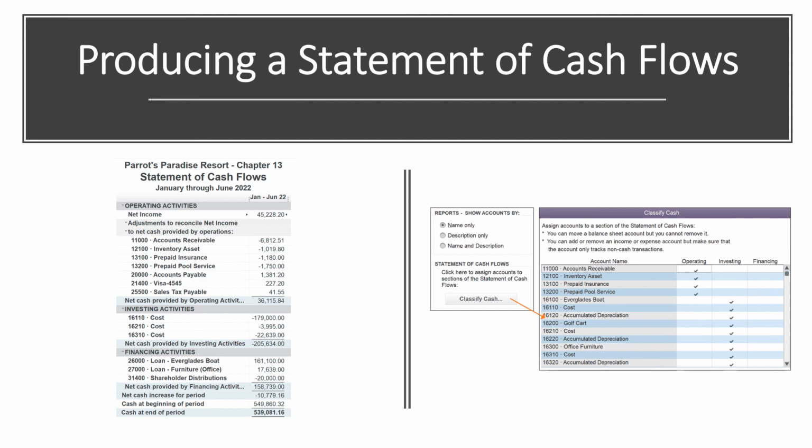Ensuring the accuracy of the statement of cash flows is critical. All transactions to receive payments, pay bills, and deposit funds should be performed before running the report. The statement of cash flows shows the company financials as if you were using the cash basis of accounting. It helps determine the liquidity of your company. The Statement of Cash Flows section on the Company Preferences tab, Reports and Graphs category, holds the Classify Cash button, which allows you to assign accounts to different sections of the report.